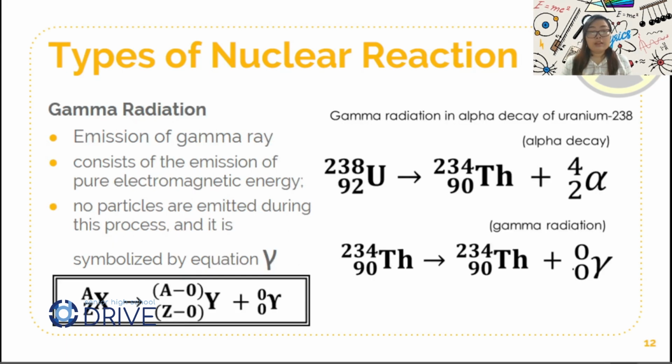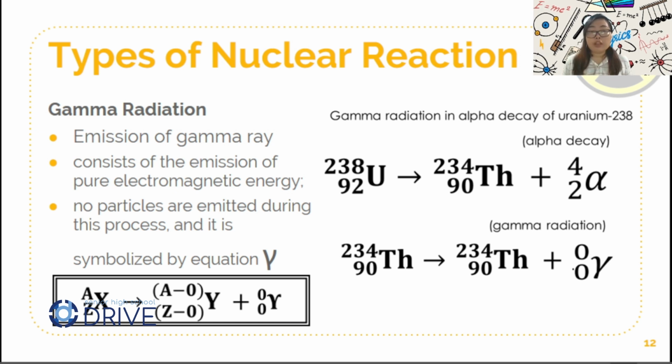Okay? So now let's go to gamma radiation. Now, gamma radiation is basically the emission of gamma rays. Okay? So instead of releasing a particle, sometimes the nucleus may also release energy in the form of gamma rays. So if there is the release of a gamma ray, then there will be no particle release. So it will just make the atom more stable. Okay?